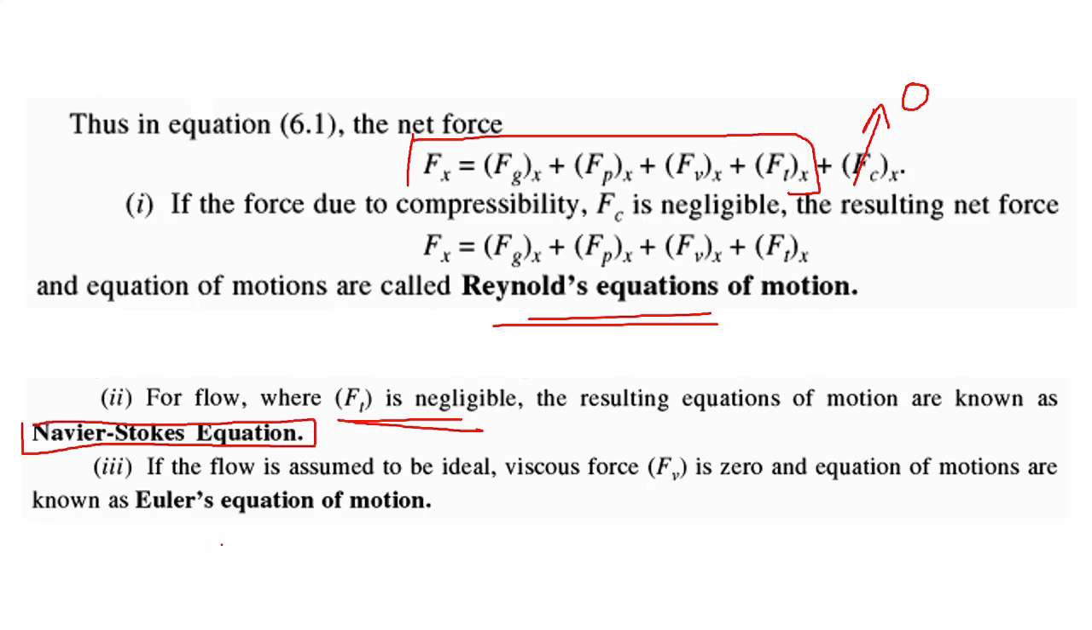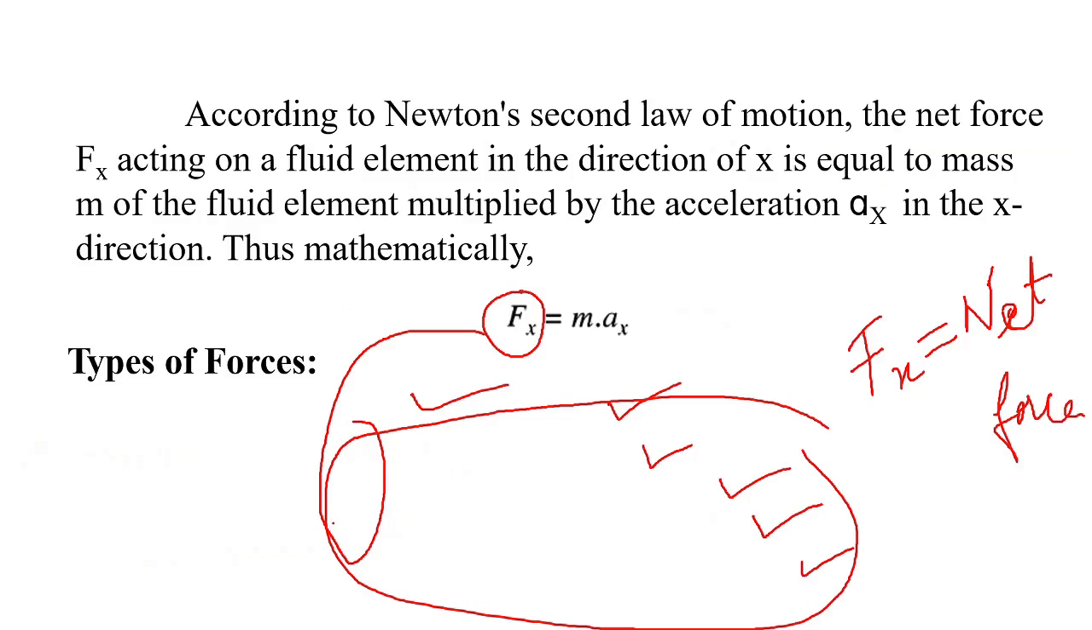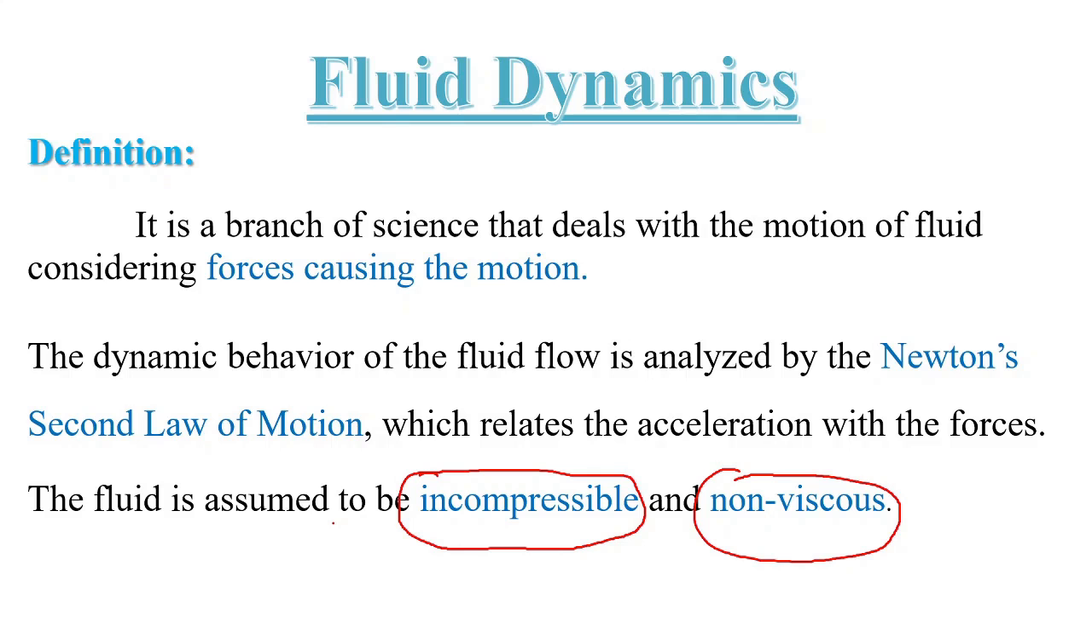If the flow is assumed to be ideal, then Fv, the viscous force, is 0, and the equations of motion are called Euler's equations of motion. If the flow is ideal, the viscous force is 0. That is what we assumed in our first slide: the flow is assumed to be incompressible and also non-viscous.